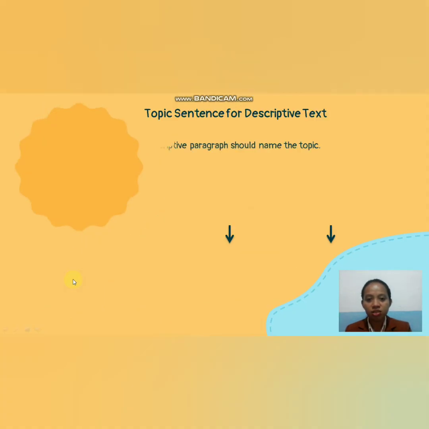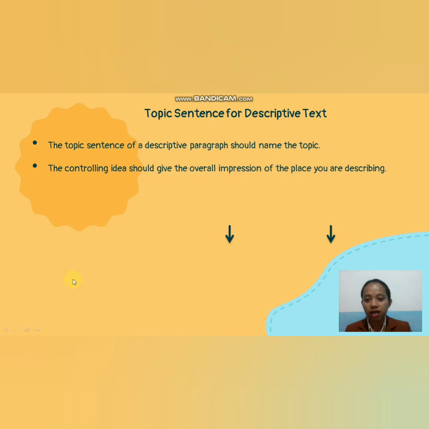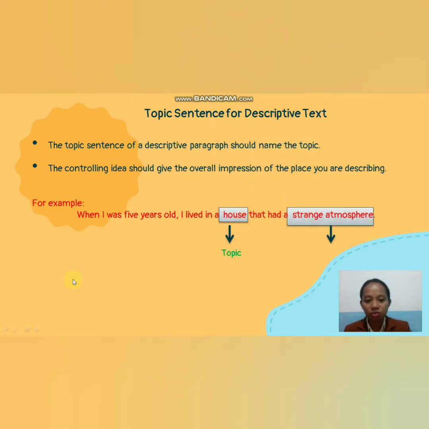Next, the topic sentence for a descriptive text paragraph should name the topic. And then the controlling idea should give the overall information of the place you are describing. For example, when I was 5 years old, I lived in a house that had a strange atmosphere. Okay, students, for this example here, we know that the topic is house and the controlling idea is strange atmosphere.